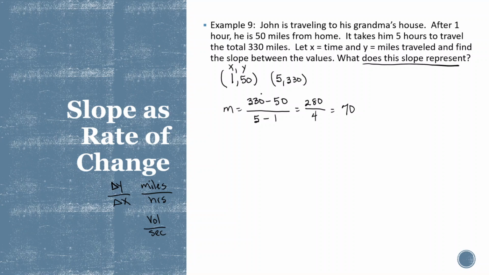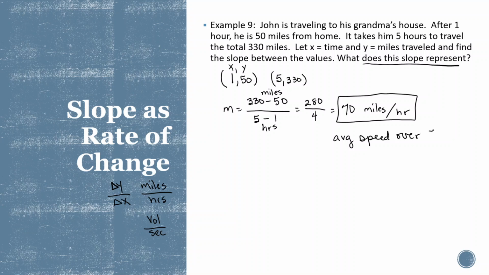So the 330 and the 50 are in miles. The 5 and the 1 are in hours. So what I have found is miles per hour. So what this is representing is his average speed over the 5-hour period. Okay, so slope gives us a rate of change is the point of the problem.